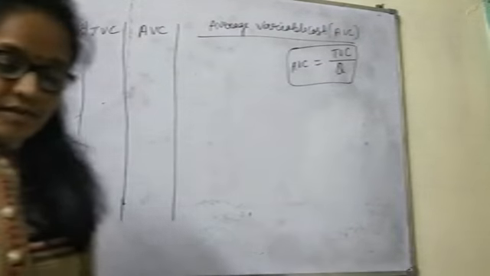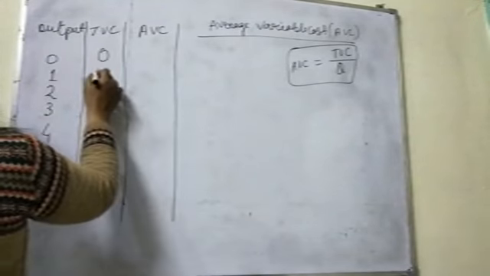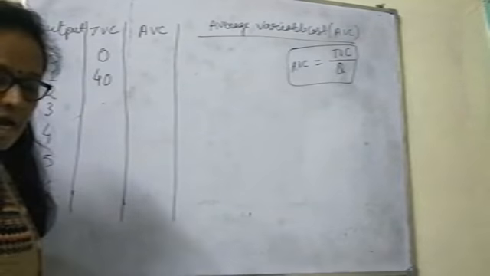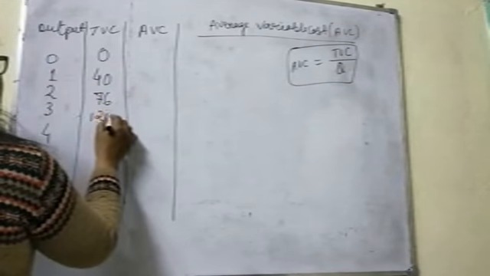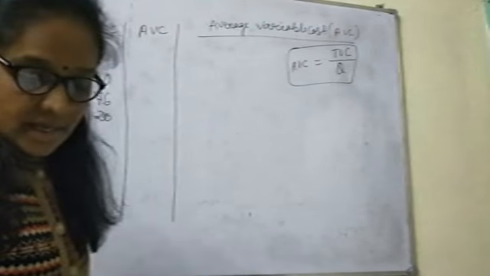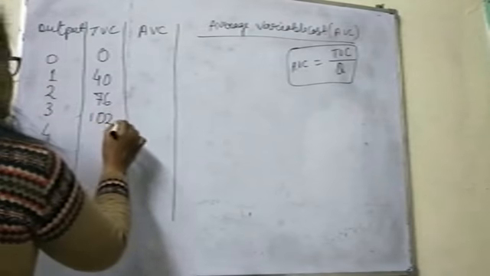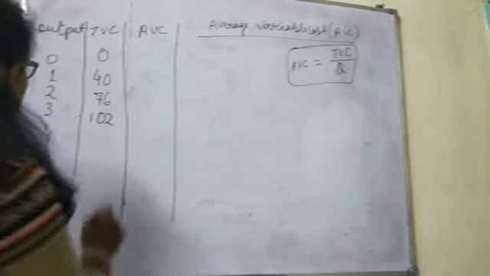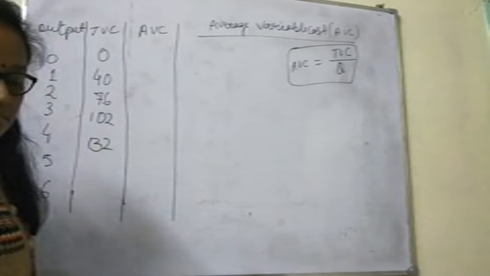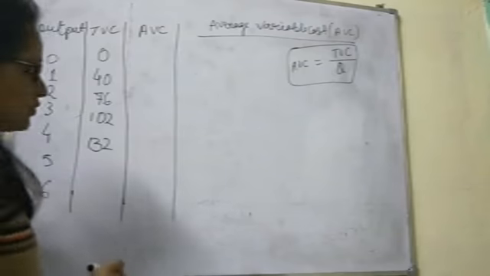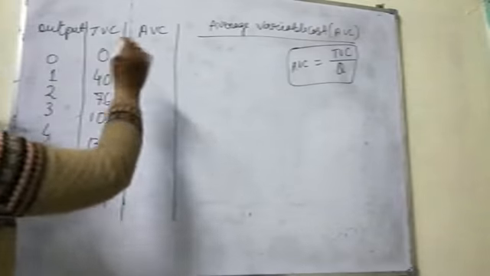I told you people to learn the value of TVC. What was the value of TVC? At 0 it is 0, then 40. After 40 it is 76, then 100. 76, then what was the value? 102. 102, then it was 132, then 170 and 234. Now we need to calculate AVC.